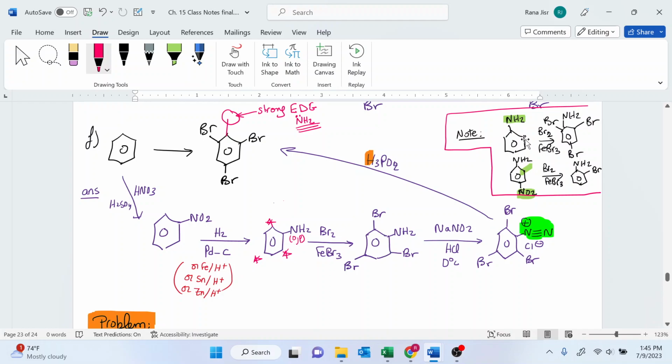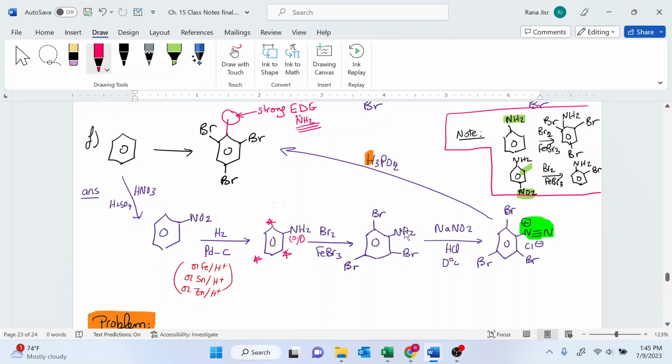So no groups at all on the benzene or a moderate deactivating group, then you're going to end up having dibromination. The only way you can limit the amount of the bromination is to introduce a strong electron withdrawing group on the benzene. So here we're going to brominate all the positions.